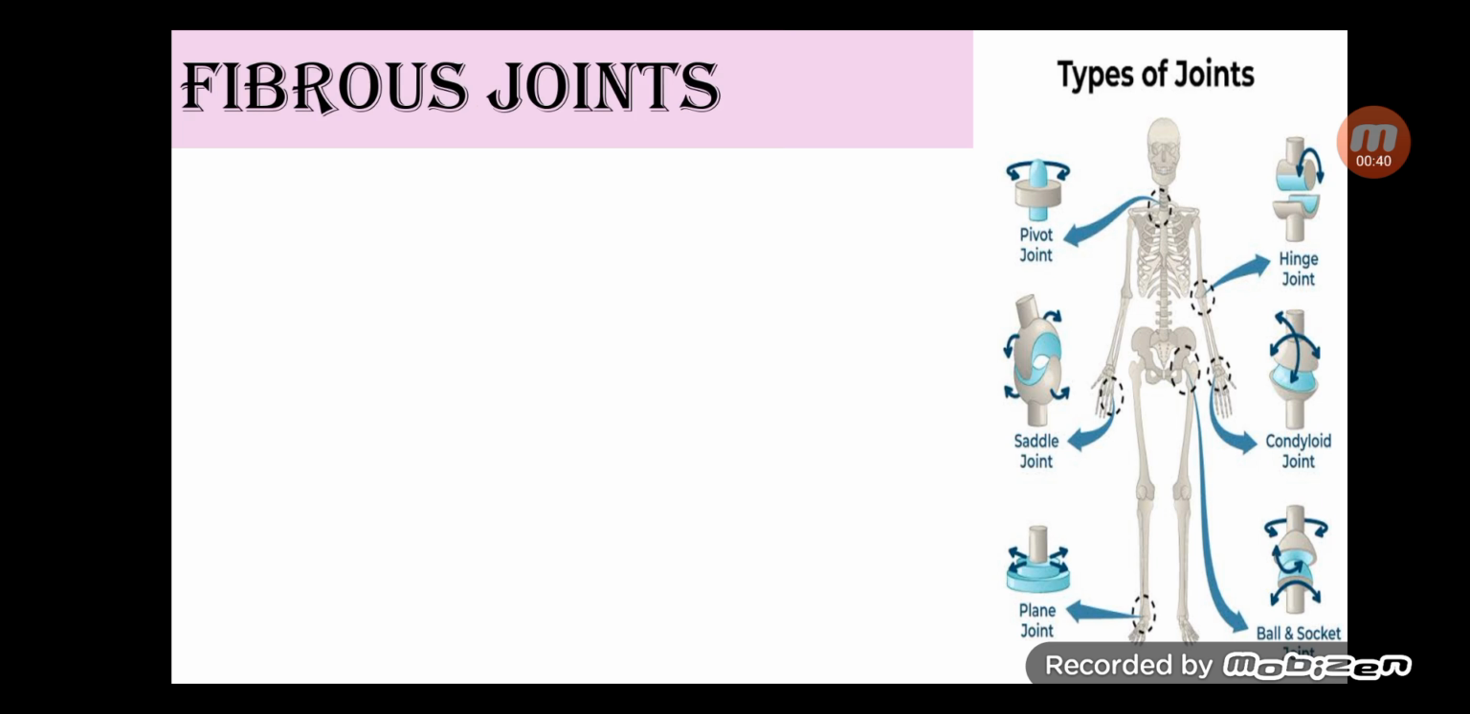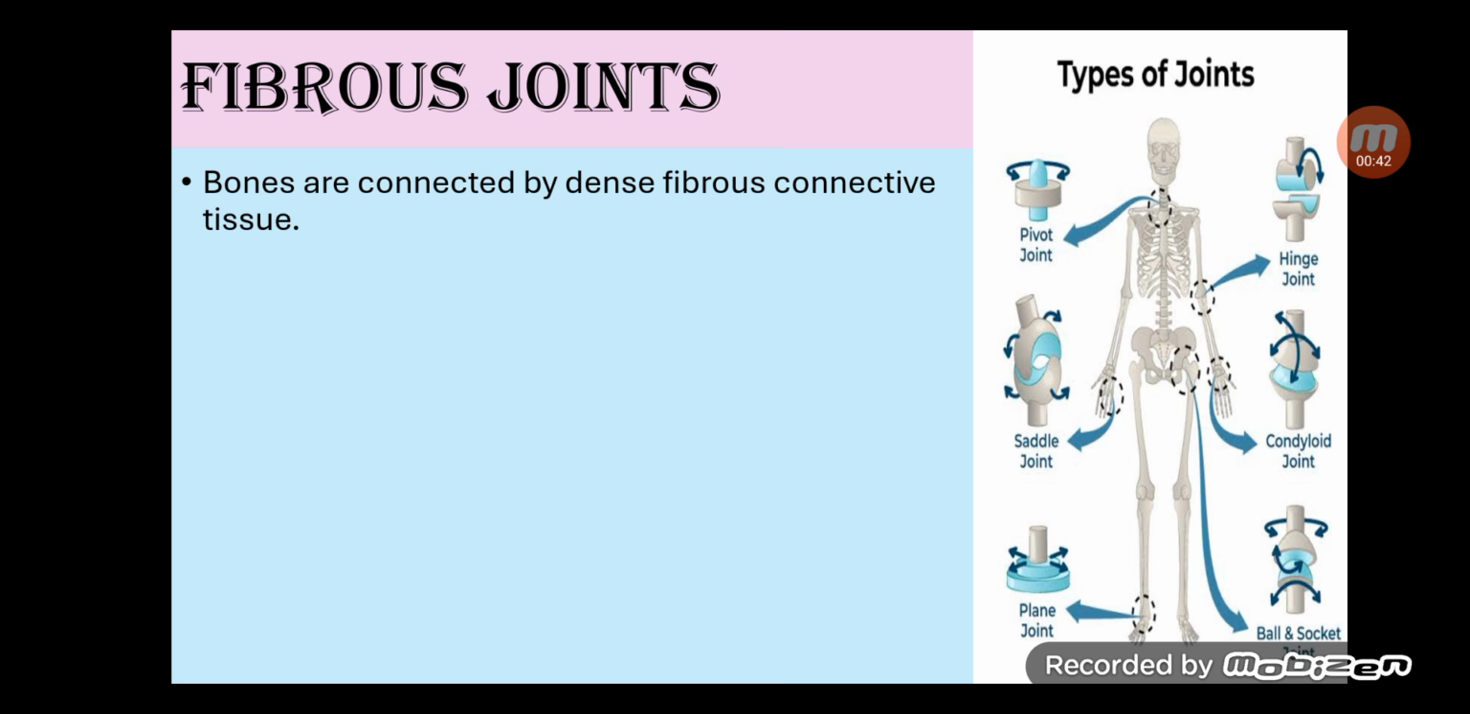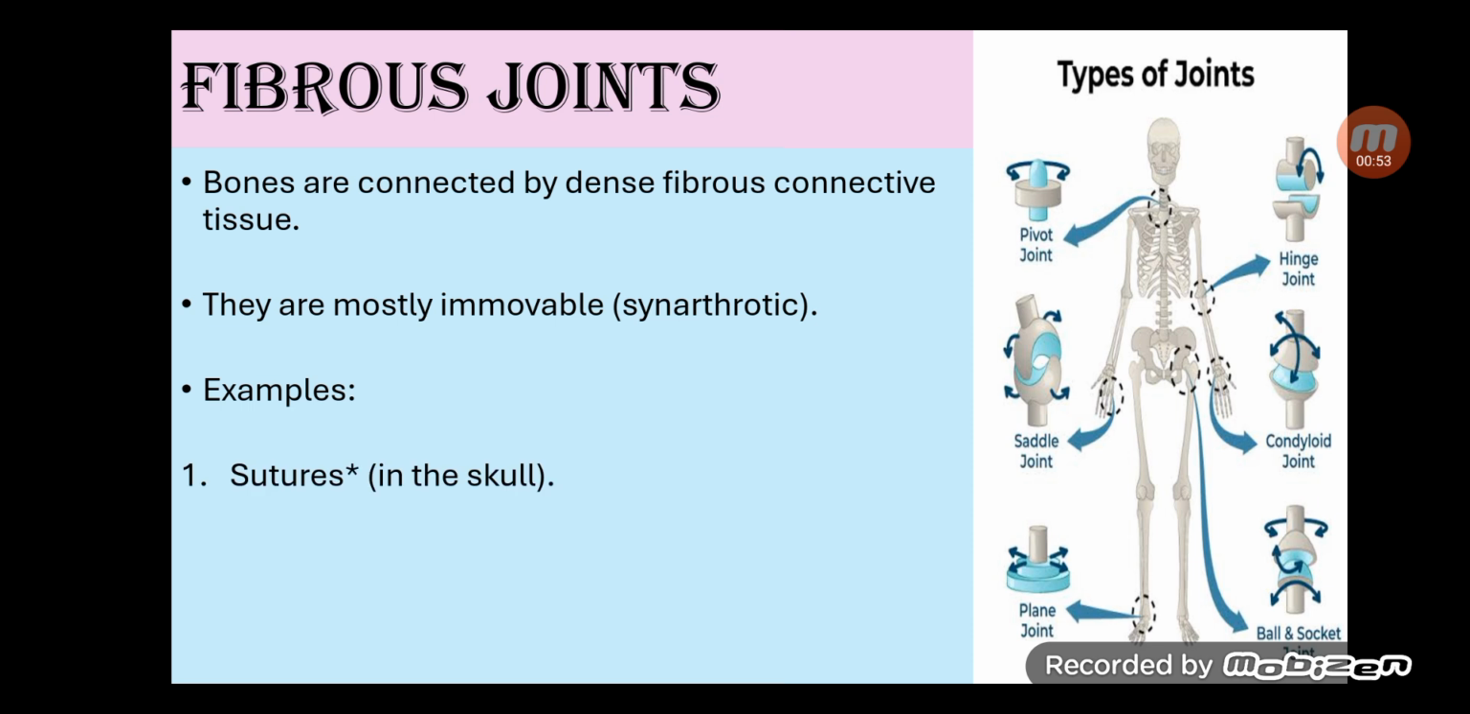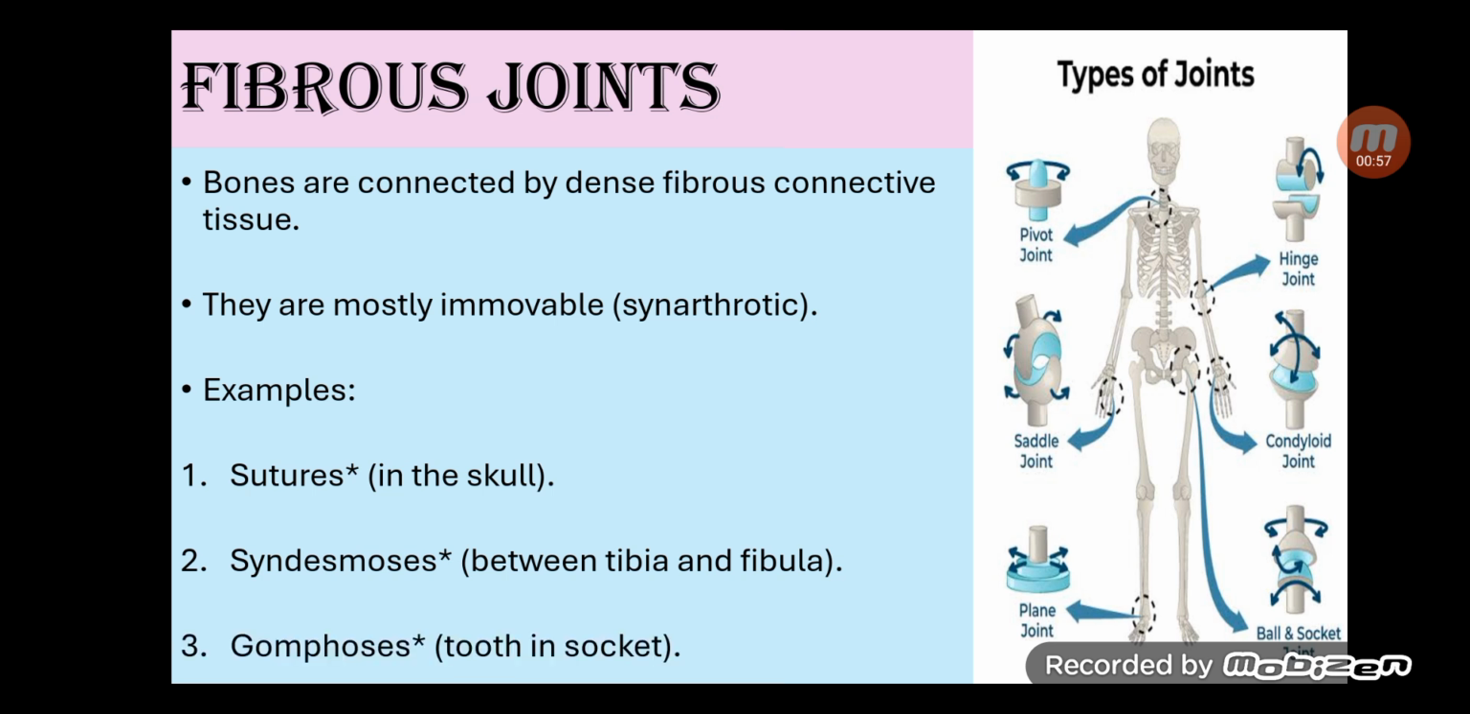Starting our topic with the fibrous joint. When bones are connected by dense fibrous tissue, these types of joints are called fibrous joints. They are mostly immovable, like synarthrotic. Examples include sutures in the skull, syndesmosis between tibia and fibula, and gomphosis, which is the tooth in socket joint.